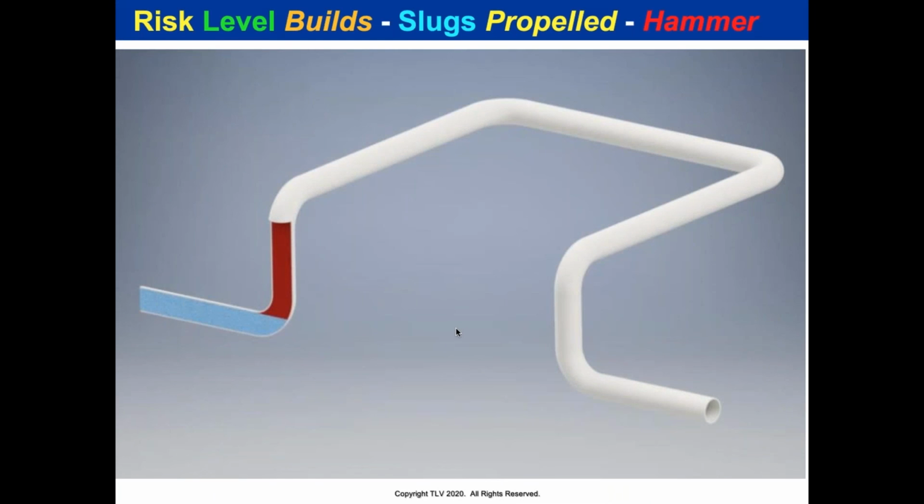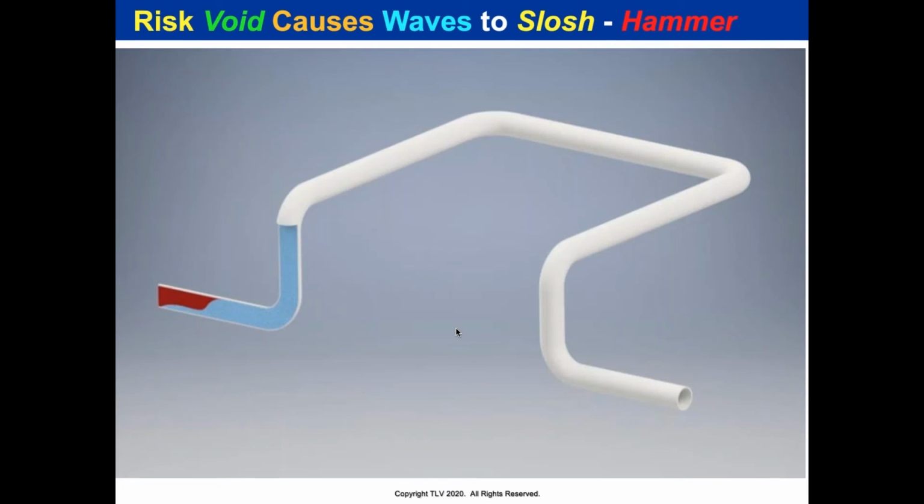So if you get the line to close off like this, now you're going to propel a slug upwards into that expansion loop. And that's going to cause erosion, and it's going to cause leaks, and it could cause quite a lot of hammer. And there you go. Just imagine that slug getting propelled now by flash steam downstream.